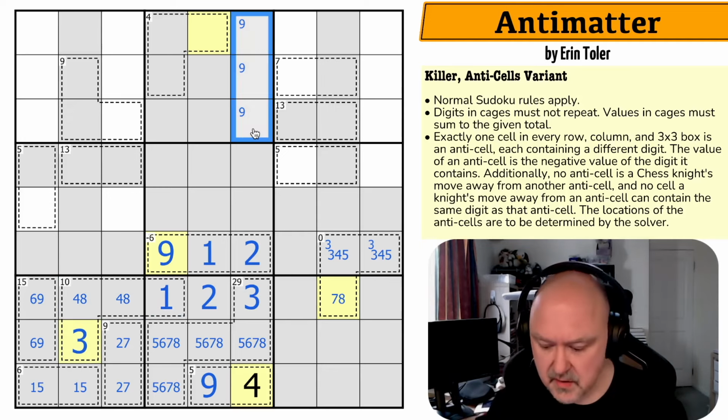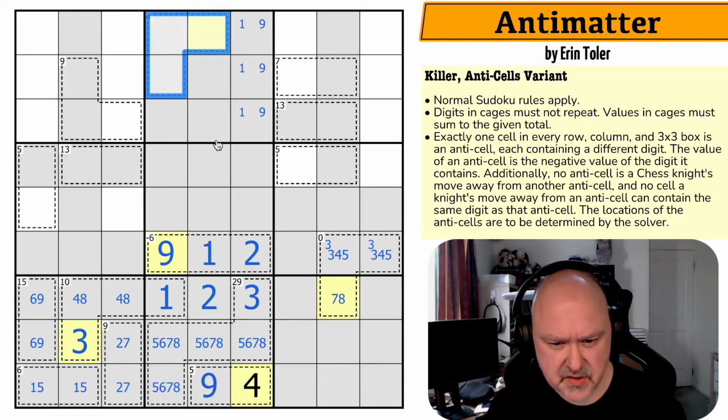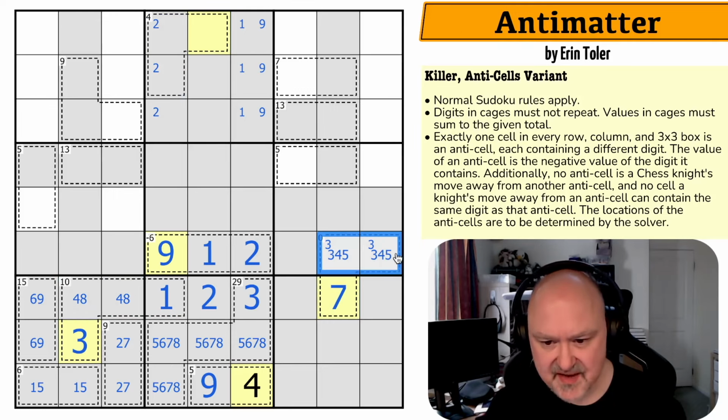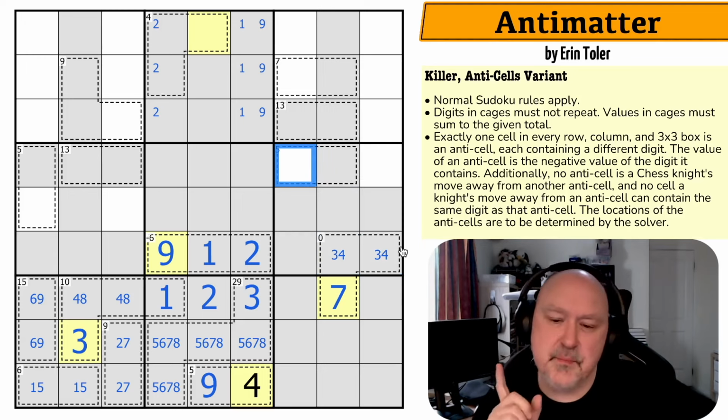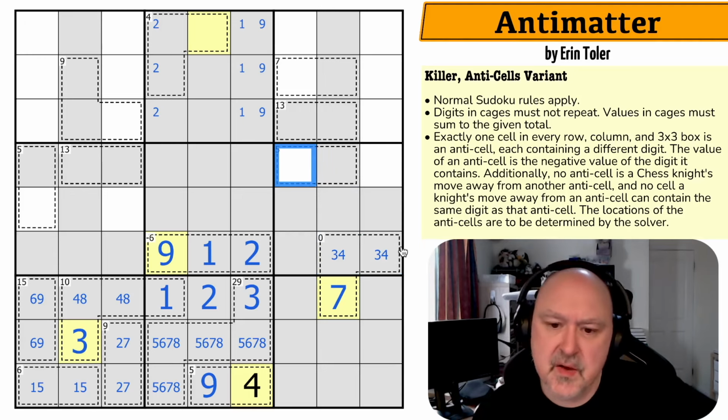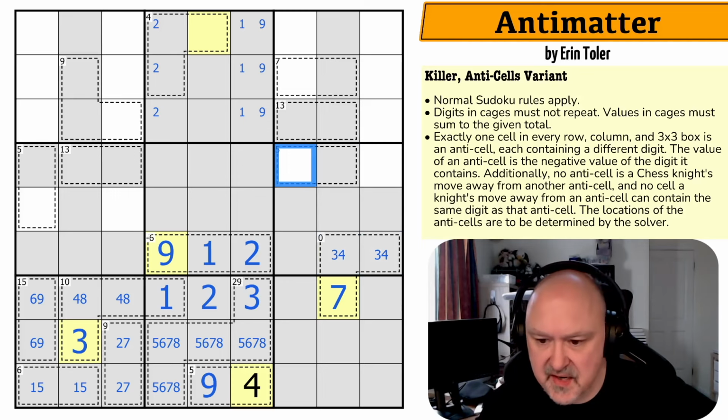1 is up here with 9. So there's no 1 in this 4 cage. There's a 2 up here. The 4, 8 makes this a 7, so these have to sum to 7, so they're 3, 4. Which means surely that has to be a negator, an anti-cell. Because if it's natural, how do I make 5? I could do 1, 4, except I can't. I could do 2, 3, except I can't. So this has to be the anti-cell.